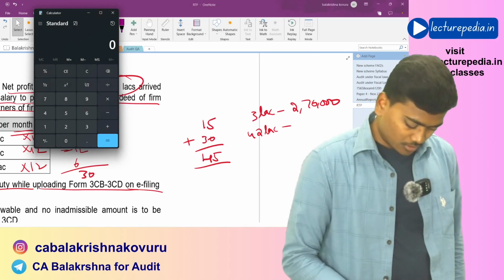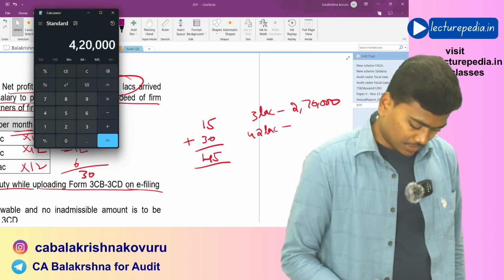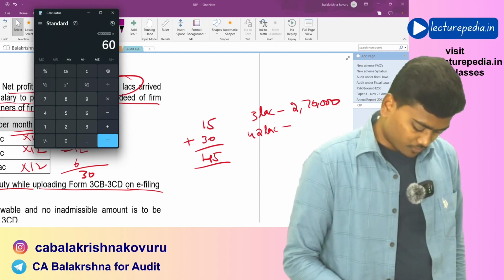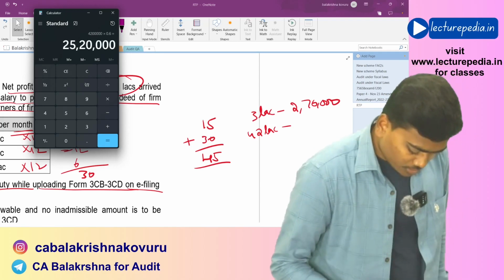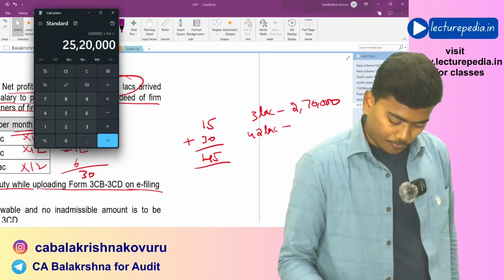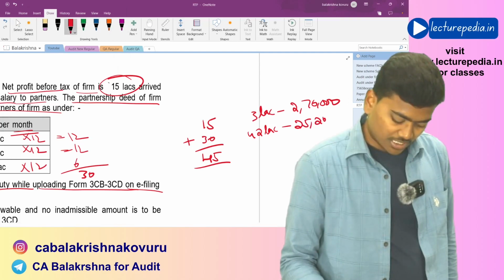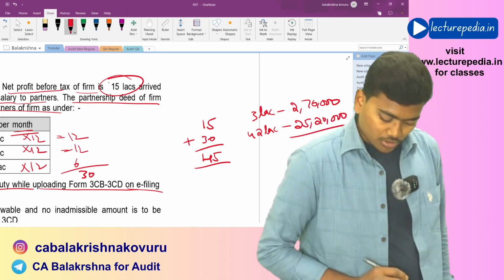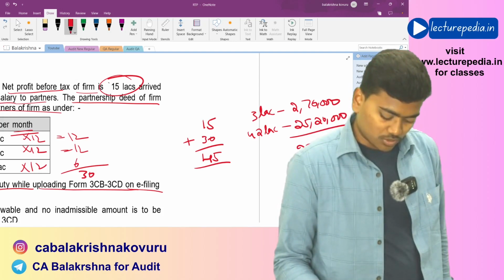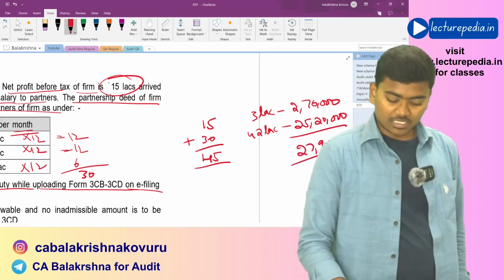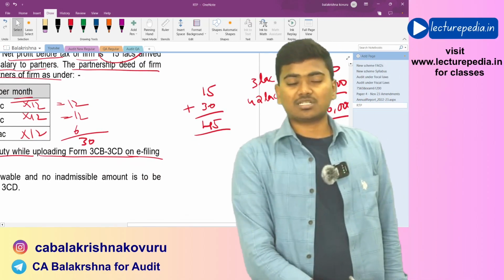Yeah, 42 lakh. 60% of 42 lakh, right? You'll get 25 lakh 20,000. So in total it would be 27 lakh 90,000. So 27 lakh 90,000 is the maximum remuneration that is allowable.